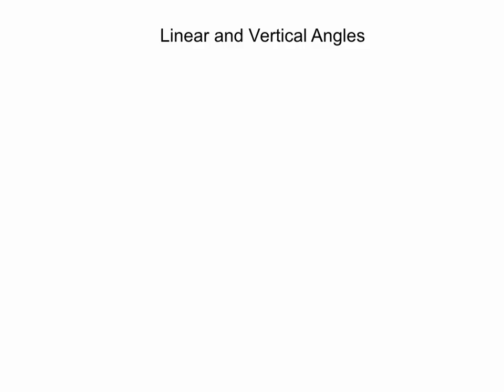Often in geometry, we will see diagrams with intersecting lines. And I'm going to draw two intersecting lines here. And when two lines intersect, they form four adjacent angles. And I'm going to label those angles here 1, 2, 3, and 4. And again, those are labels, those aren't the actual measures of the angles.